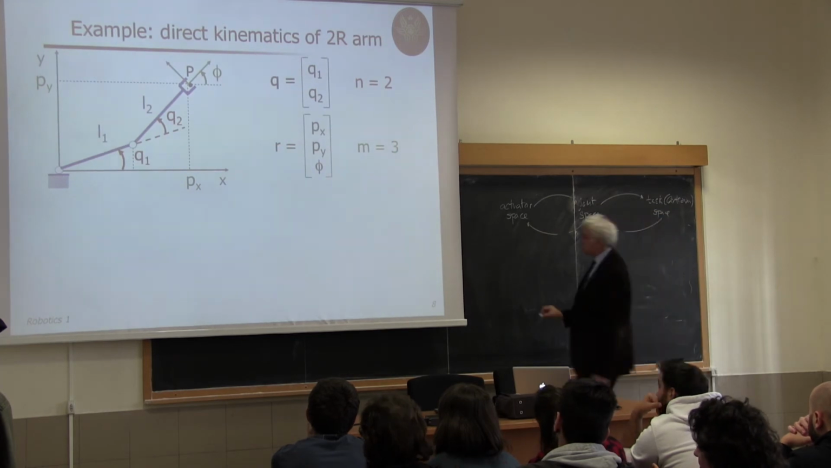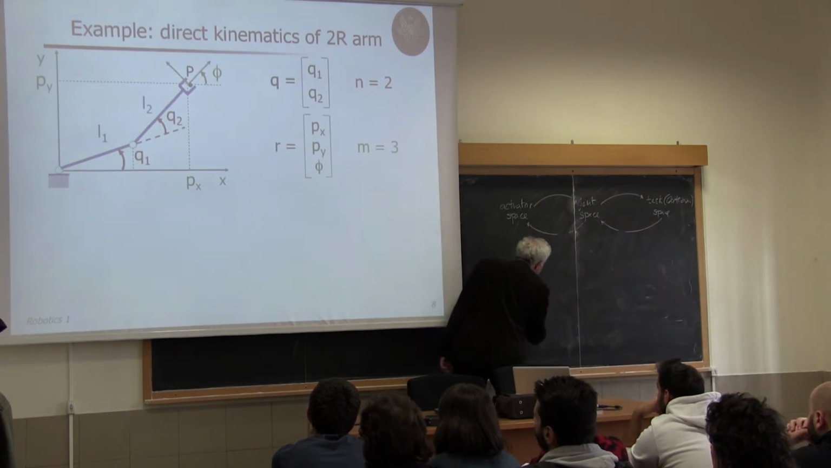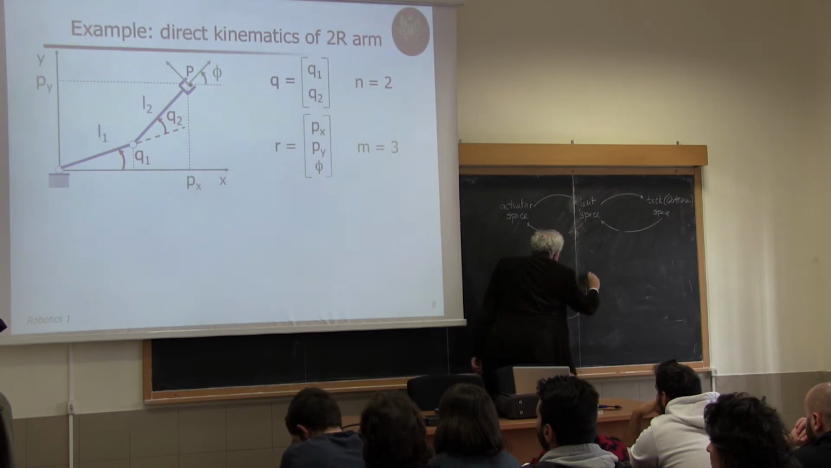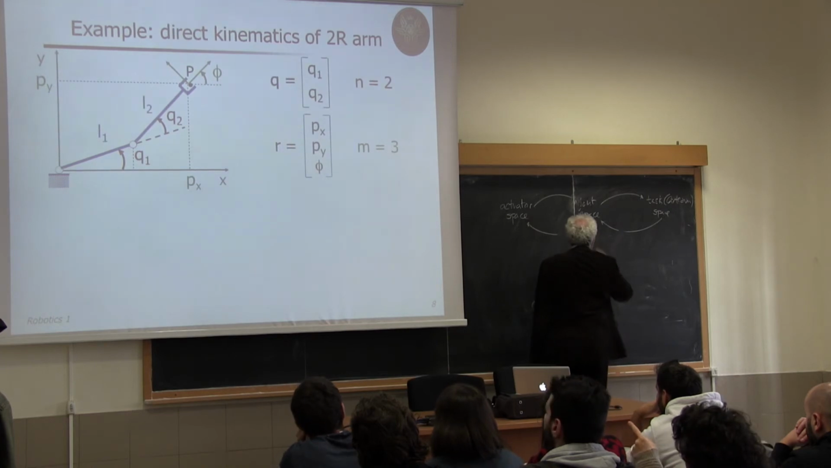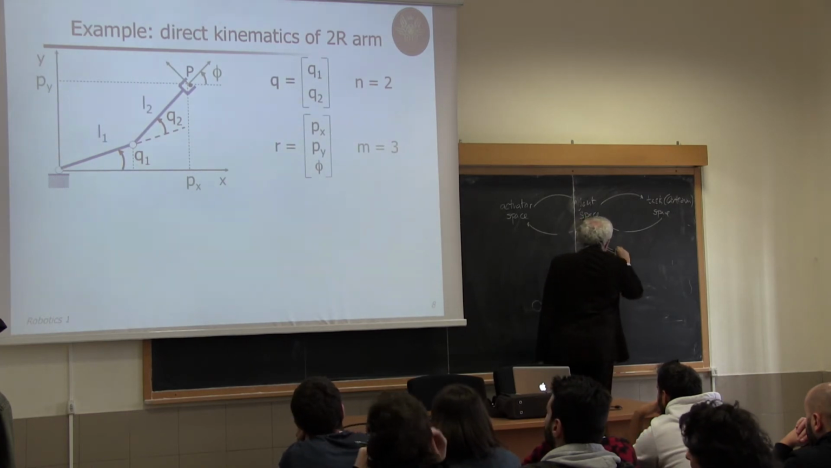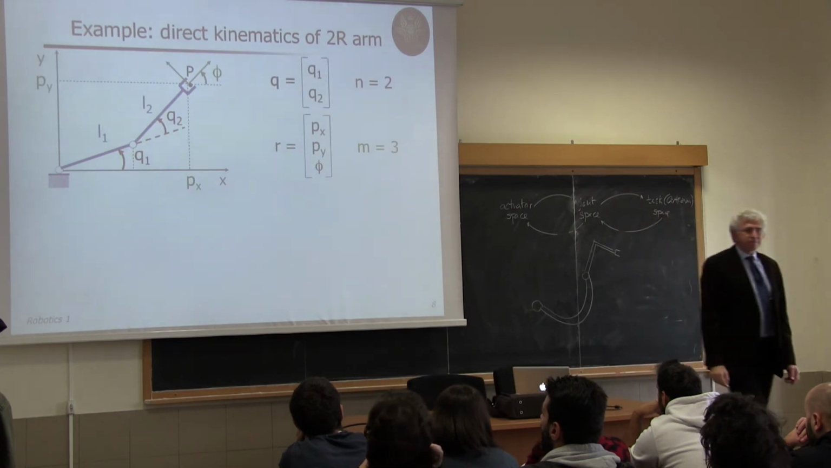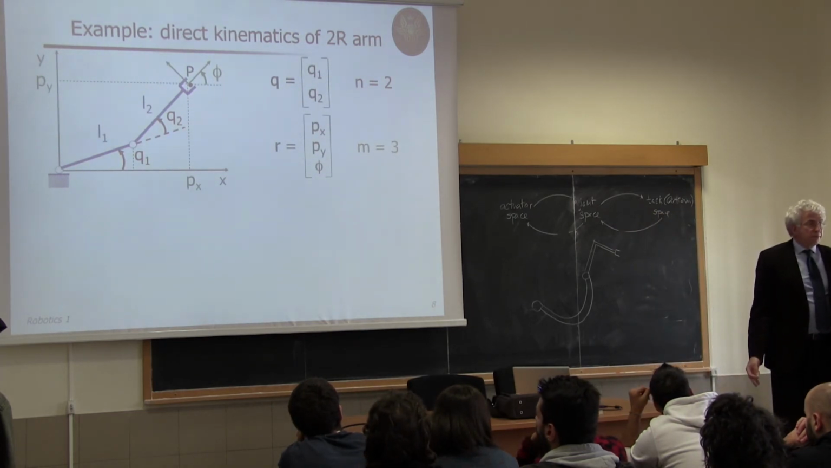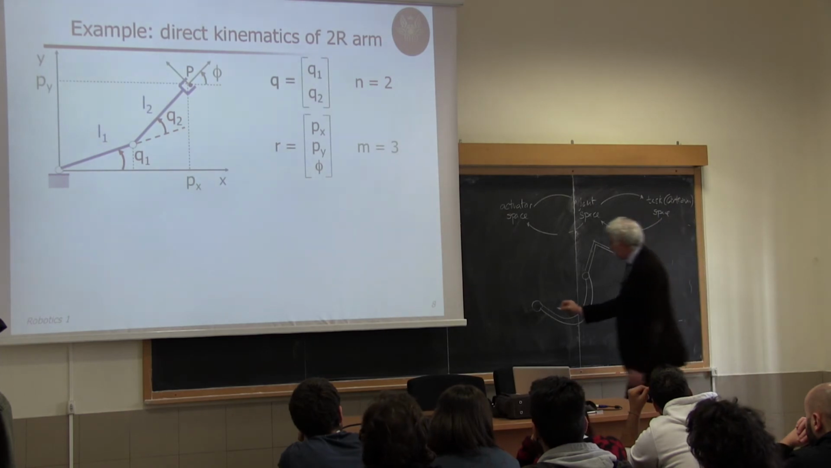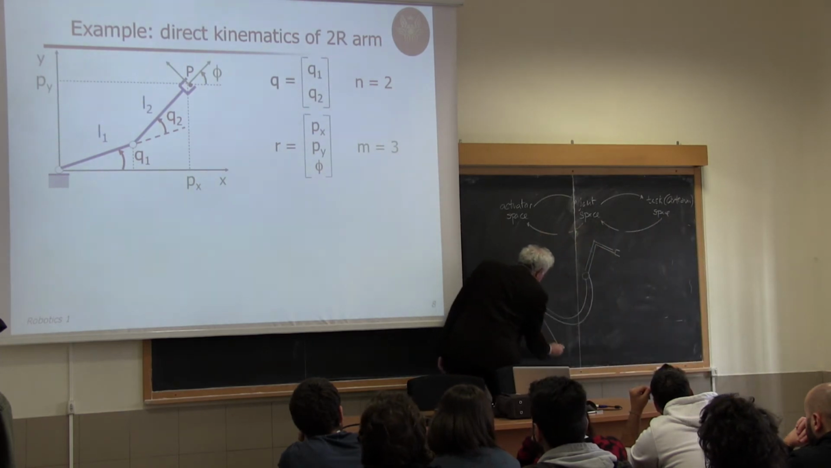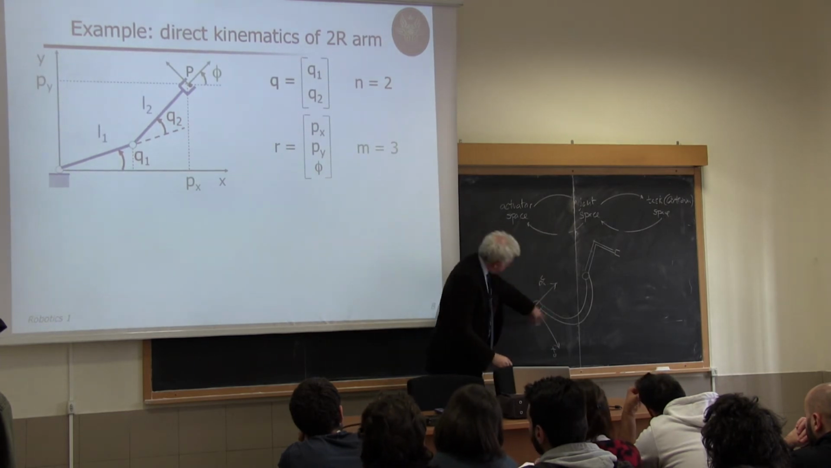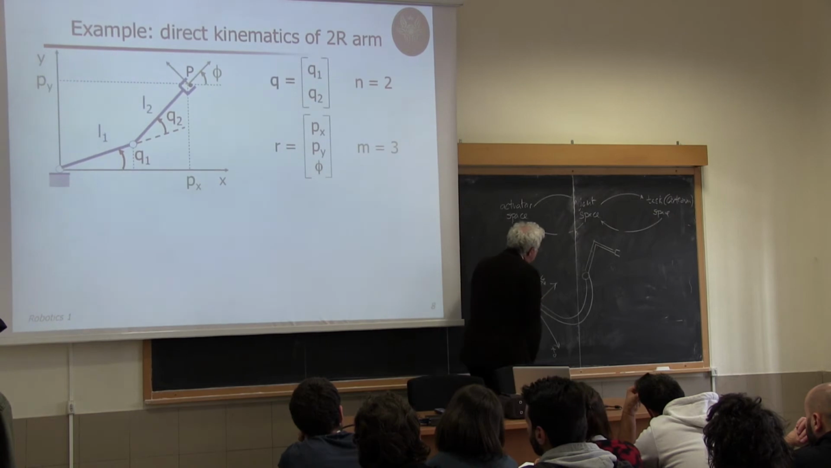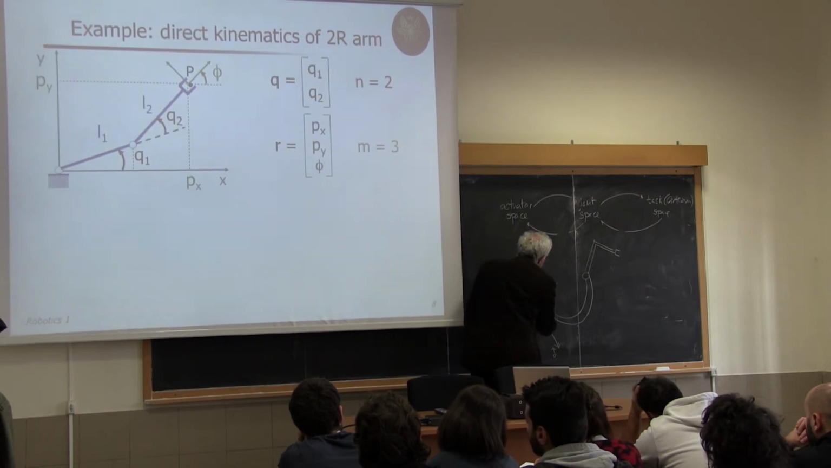suppose that your robot is planar, but the first link is made like this, and the second link is made like this. Okay. Do I have a problem? No, because if I have, let's say, my x0 axis here, and I've just rotated it for convenience, I can take as Q1 this angle.